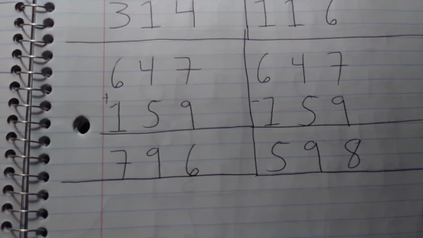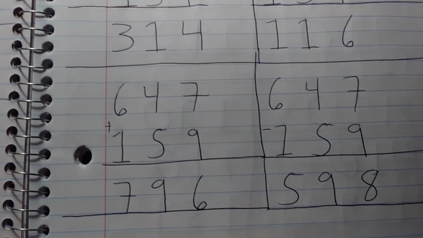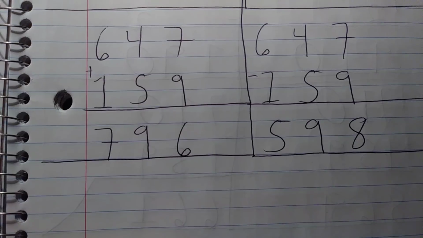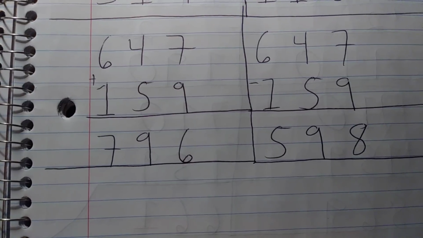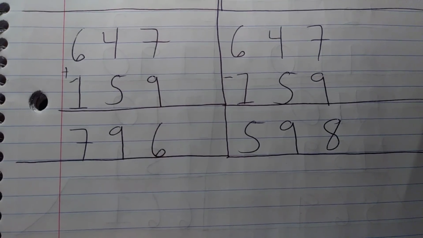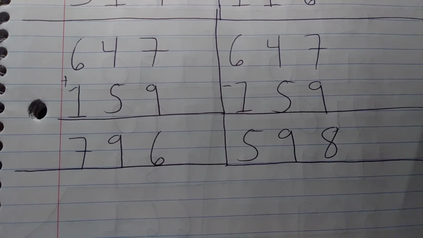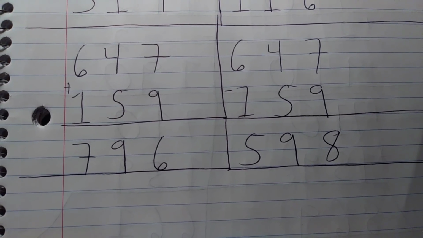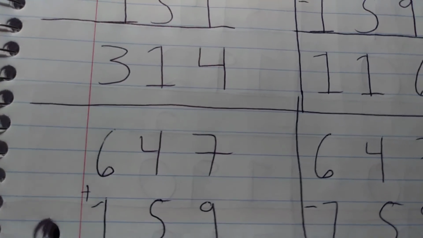You're also going to take that 647, which you got from over here. You're going to also add on 159. 647 plus 159: 7 plus 9 is 16. Keep the 6. 4 plus 5 is 9, and then 6 plus 1 is 7, so 796. You also subtract off the 159 from 647, so that's 17 minus 9 is 8, 14 minus 5 is 9, and 6 minus 1 is 5. So 598 and 796 did not hit in the next 7 days.